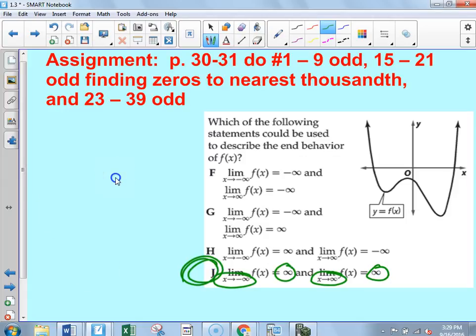All right, guys. This is your homework this weekend. Okay, it is listed on the gold sheet. It is the assignment on 1.3. Quiz next week.